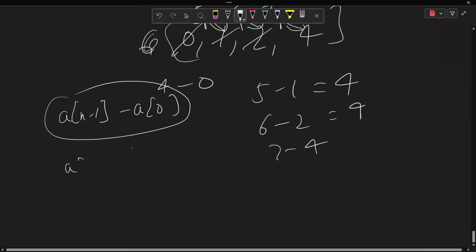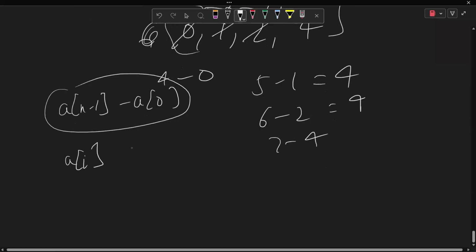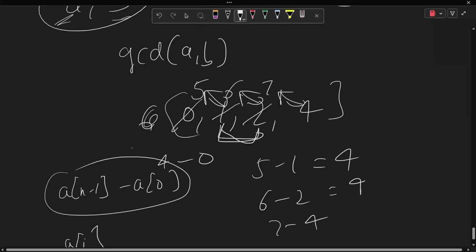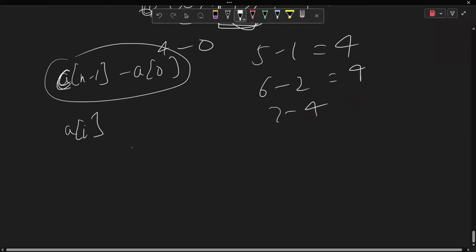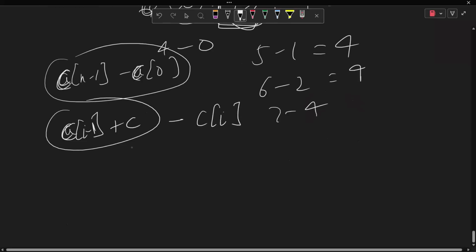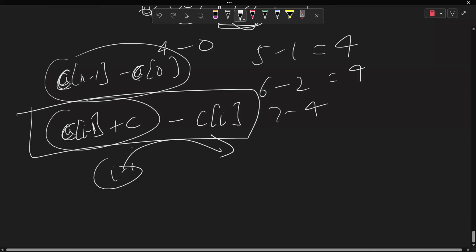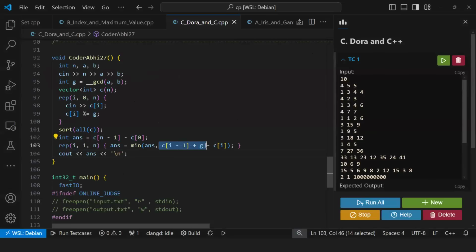Then after every iteration, if you are taking this range, the name of the array is C. So this C(i minus 1), the previous value, plus G is the maximum value now, minus C(i). So this thing is the new range after the i minus 1th value is moved. I do a plus G to the i minus 1th value, its value would become C(i minus 1) plus G. Okay, so G was the step through which we were moving.